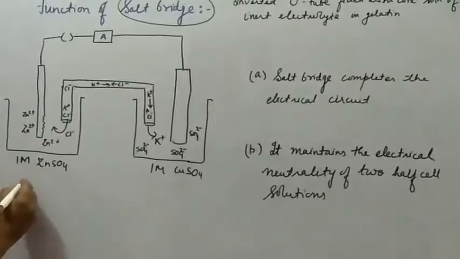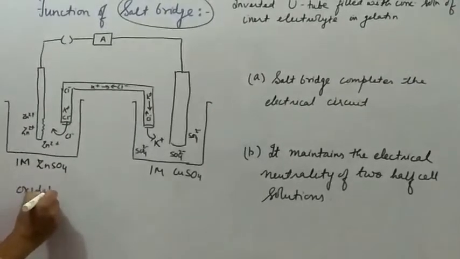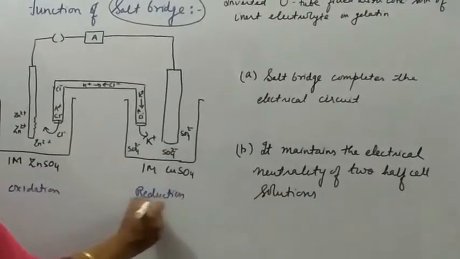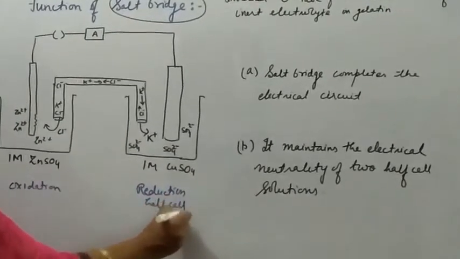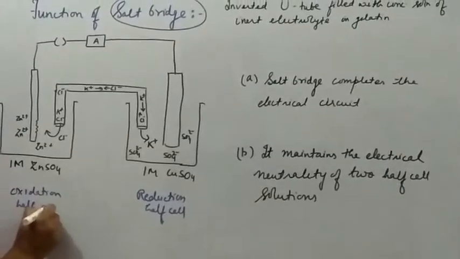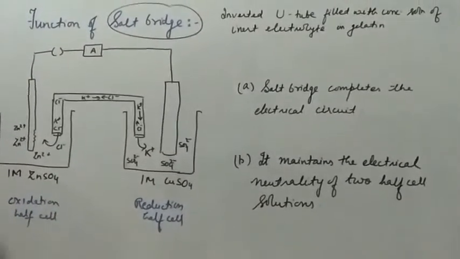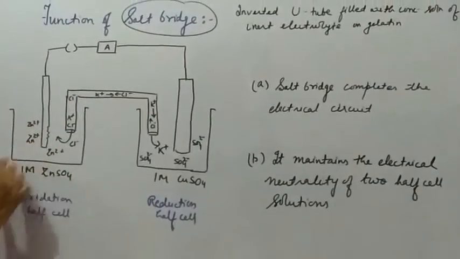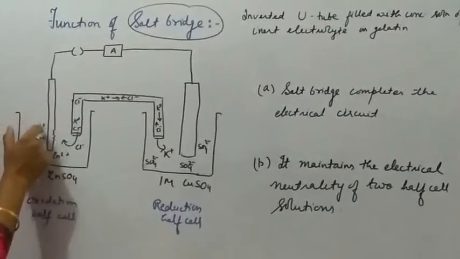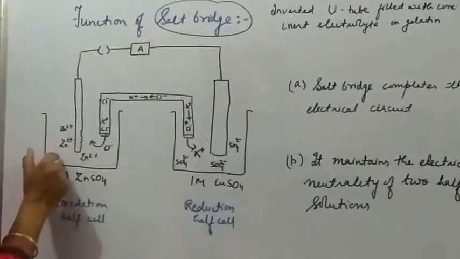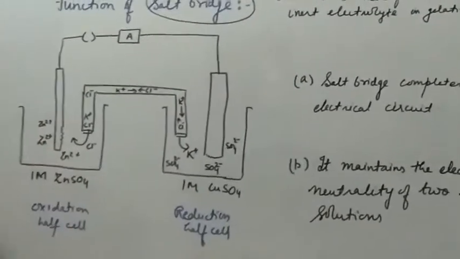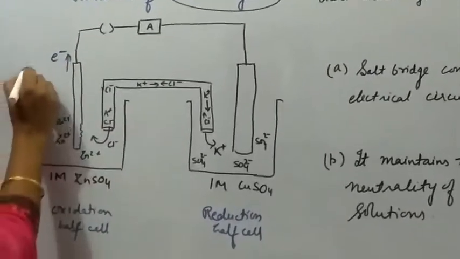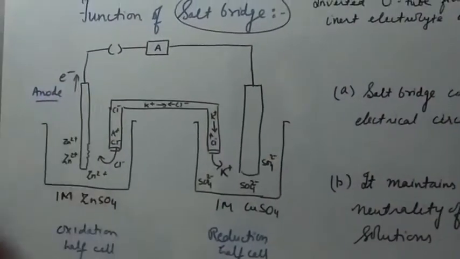One is known as the oxidation half cell, right? And there is the reduction half cell. This is the oxidation half cell and this is the reduction half cell. Now here in the oxidation half cell, what happens? There is oxidation taking place and the zinc ion from the zinc rod will come into solution, that is, matter is coming into solution, and there is accumulation of electrons here, zinc acting as an anode here, right?